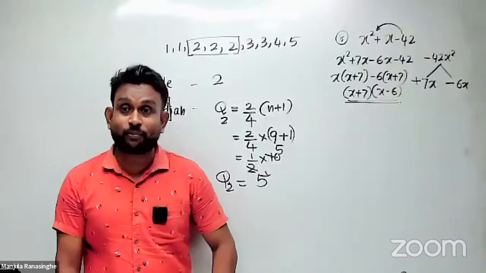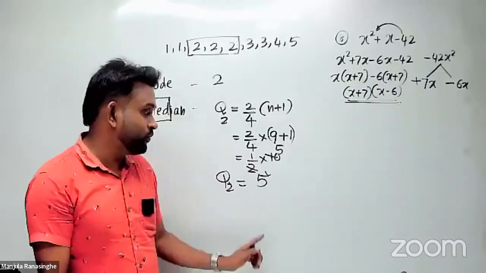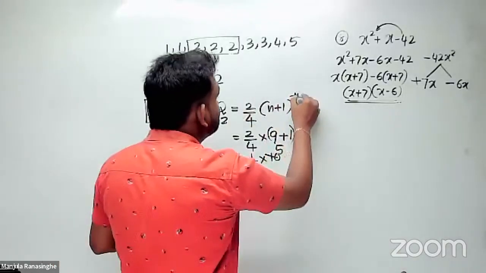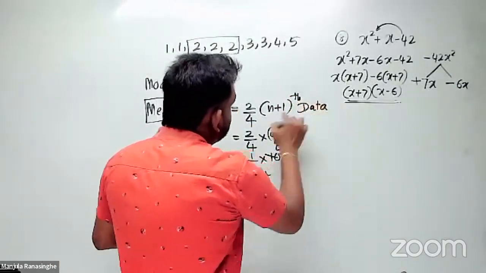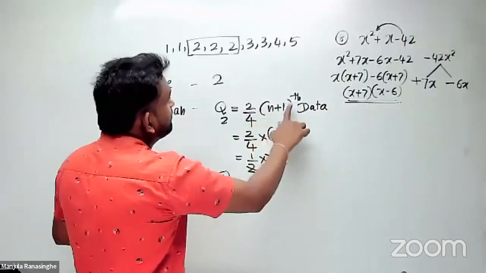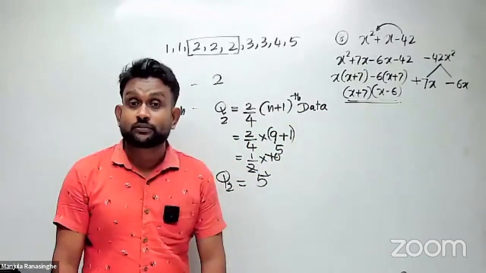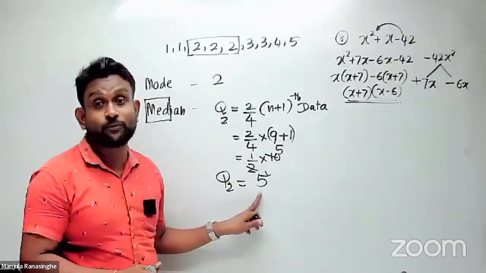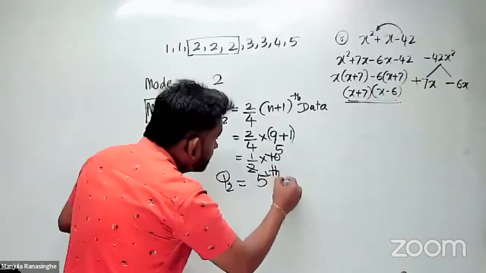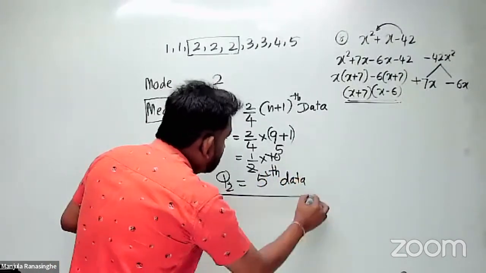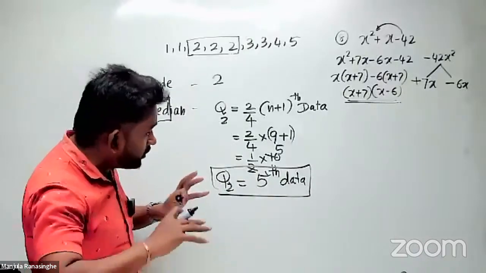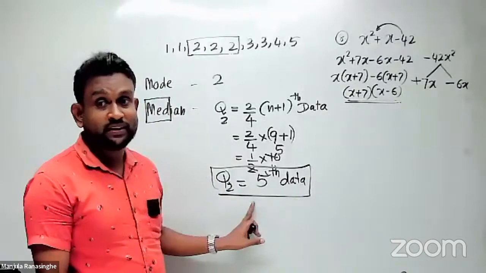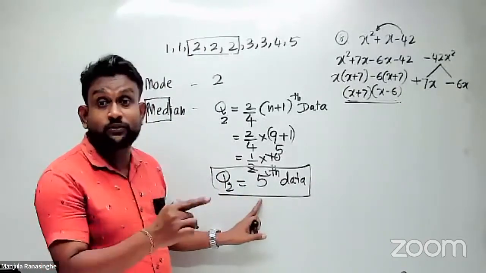I have seen in a lot of papers, students writing Q2 equals 5. No, remember, when you write this wording, (n+1)/2 th data, that means the position of the data only, right? This is not the answer for Q2, 5th data. So they are saying that by these equations they are giving which term is the median. Okay, it's the position. So now you count what is the 5th data.